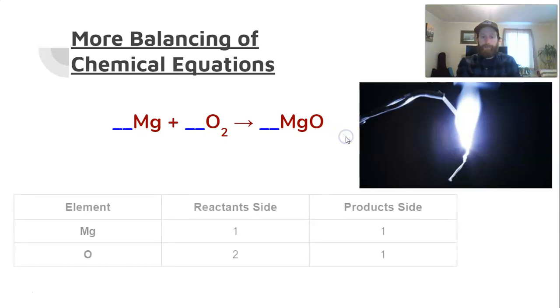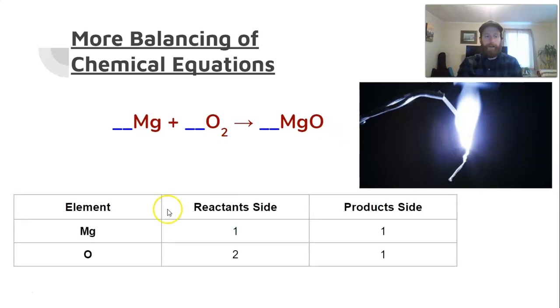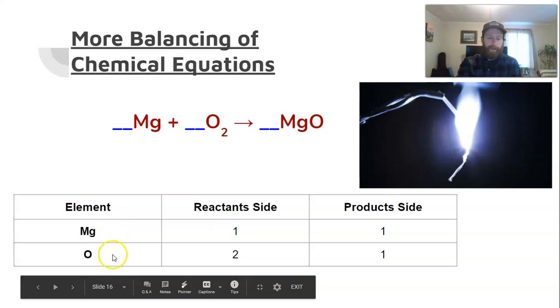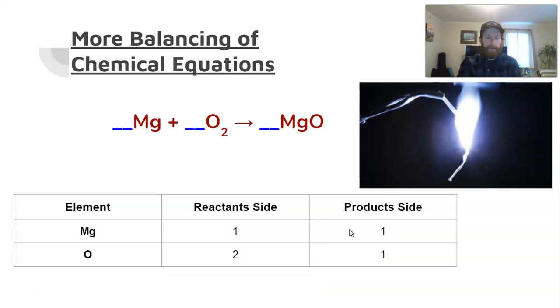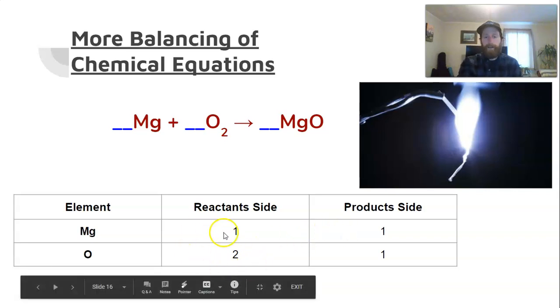So to start off, I'm going to make that table. I list my elements on the left, magnesium and oxygen. And then I'm counting how many I have on each side of the equation. On the reactants, I have 1 magnesium. On the products, I also have 1 magnesium. So far it seems like it's going to be balanced. But on the reactants, I have 2 oxygen. And on the products, I have only 1 oxygen.